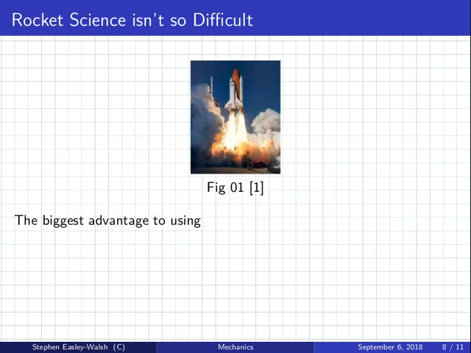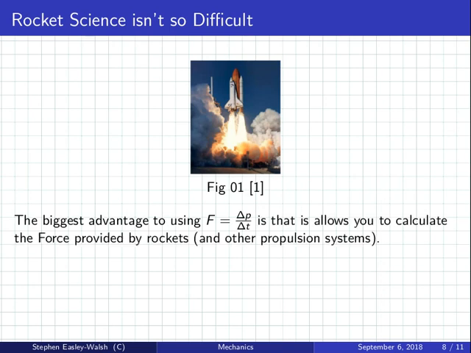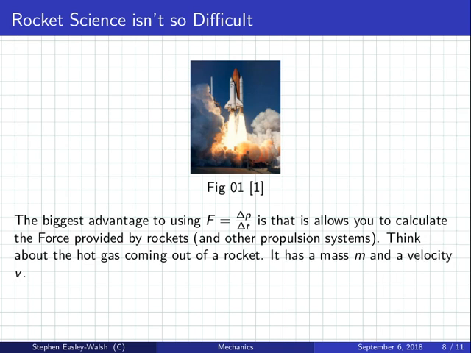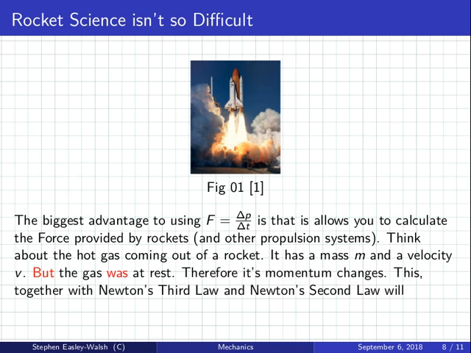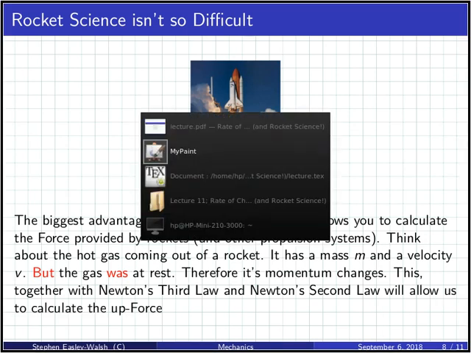The biggest advantage to using this formula is that it allows you to calculate the force provided by rockets. If you think about the hot gas coming out of a rocket, it has a mass and a velocity. But the gas was at rest, so there's a change in momentum. By Newton's third law, this will actually cause the rocket to move. Let me just draw this for you so you can have a good picture of what's going on.